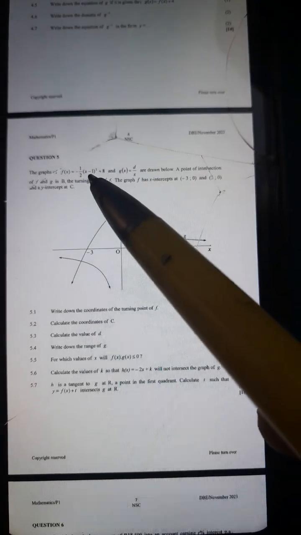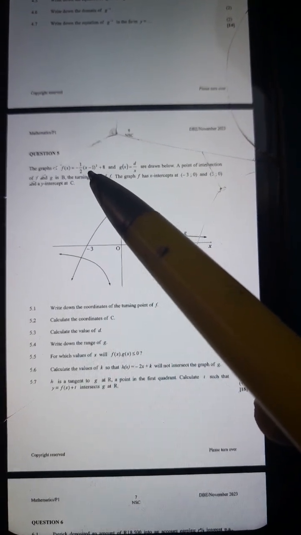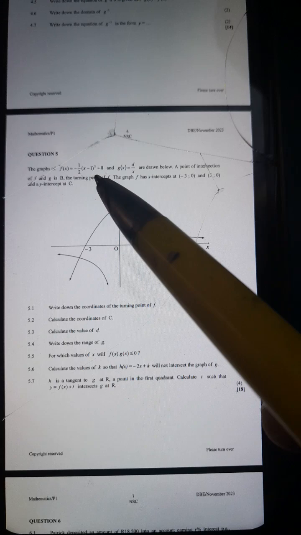Well, from the graph of f, we can see if you equate x minus 1 to 0, you get 1. So we're going to have 1 and 8. That will be the turning point of f, which is our B in this case. So in other words, our turning point TP will be 1 and 8. Let's put that into practice.